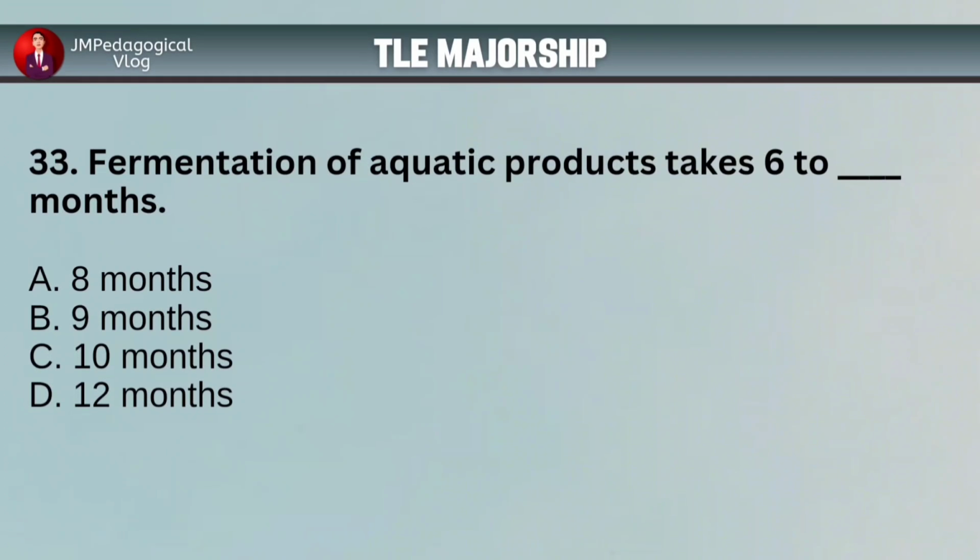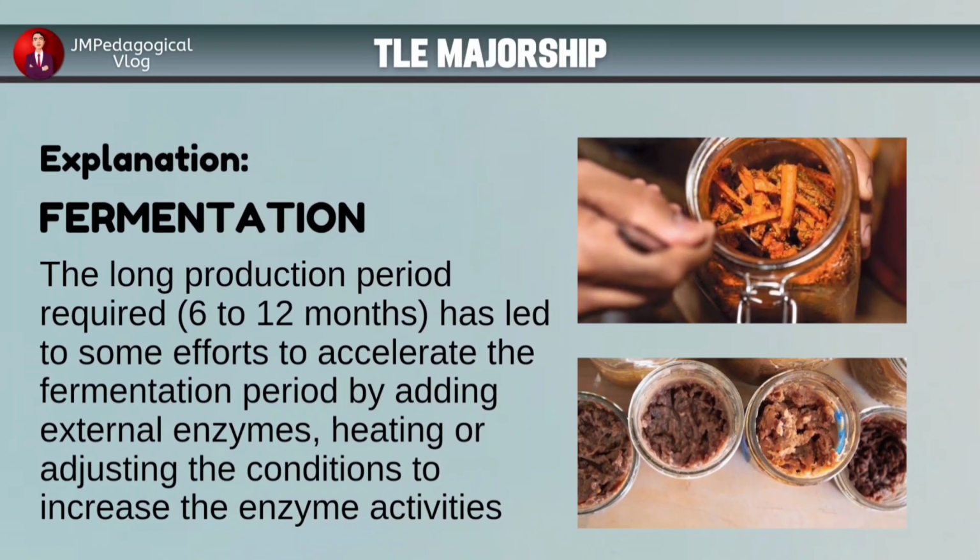33. Fermentation of aquatic products takes 6 months. A. 8 months. B. 9 months. C. 10 months. D. 12 months. D. 12 months. Explanation. The long production period required, 6 to 12 months, has led to some efforts to accelerate the fermentation period by adding external enzymes, heating or adjusting the conditions to increase the enzyme activities.